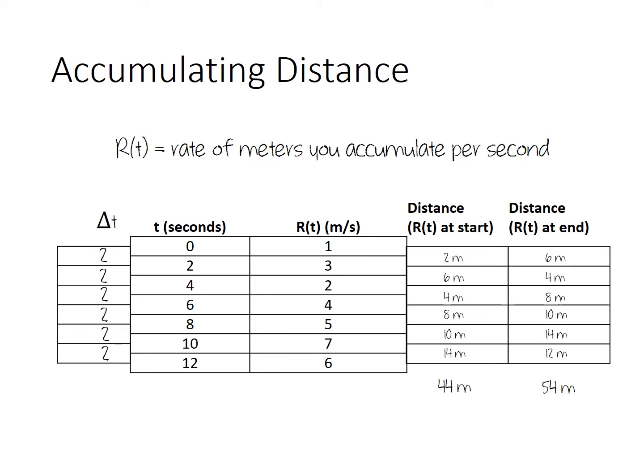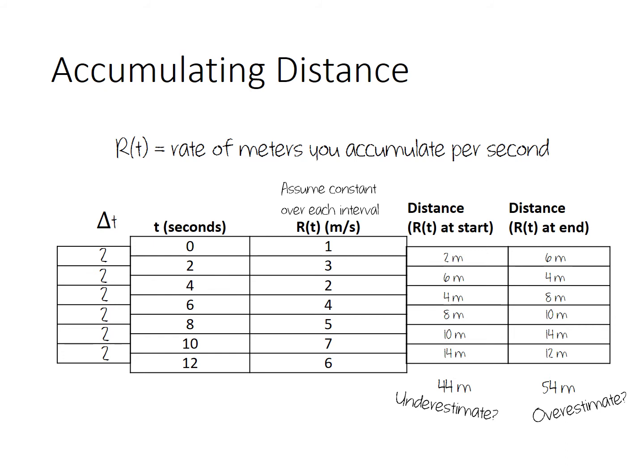There are a couple of things to keep in mind here. First, we assumed that r of t was constant over each interval. So, both the 44 meters and the 54 meters are approximations of the actual distance we traveled. Second, you might be inclined to think that the 44 meters is an underestimate of the actual distance, and that 54 meters is an overestimate. You might be thinking this either because the 44 meters came from using the rate at the start of each interval, or because the 44 meters is the smaller of the two estimates.